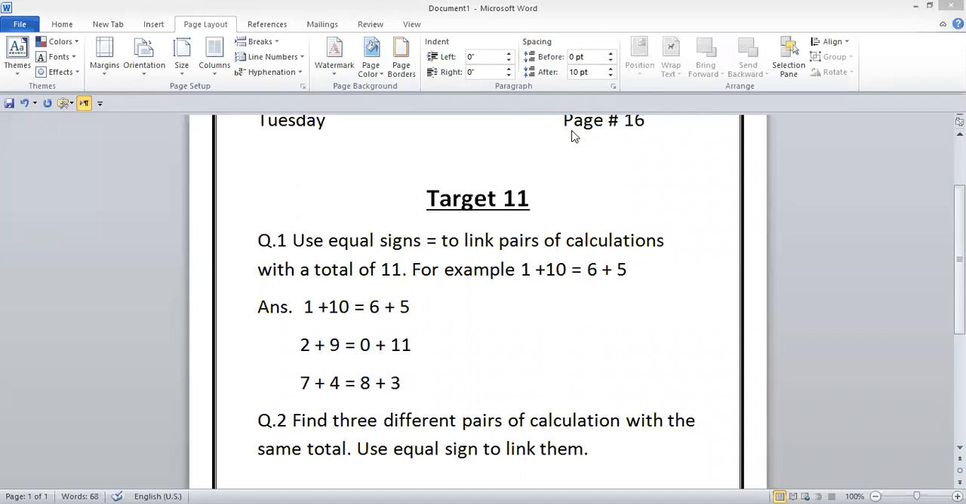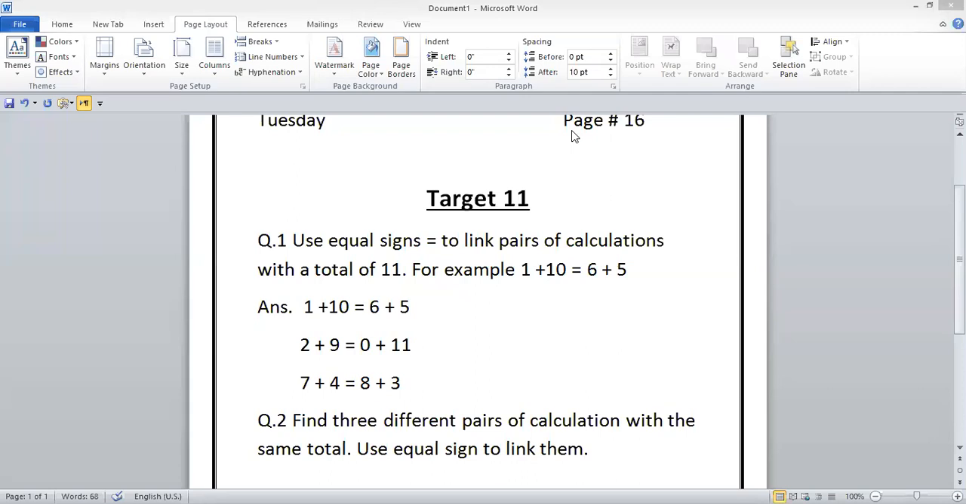Same, you ask for 4, so the answer is 7. Same, you check for 5. What number should you add to 5 in order to get 11? The number is 6, right? In that way, you can find out the different combinations for the total of 11.